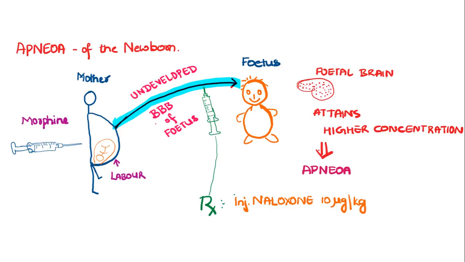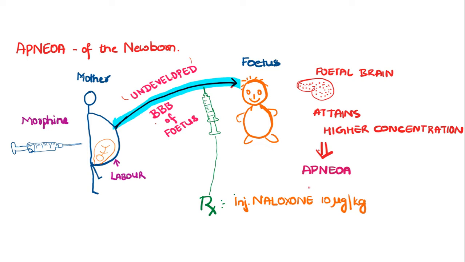So coming to apnea of newborn, why does it occur? Whenever morphine is administered to the mother during labor, morphine is transferred to the fetus through the blood-brain barrier, because the blood-brain barrier of the fetus is undeveloped. Thereby it leads to a higher concentration of morphine in the fetal brain, which leads to apnea. Apnea is a temporary cessation of breathing for at least 20 seconds or more, associated with hypotonia as well as cyanosis as well as bradycardia.